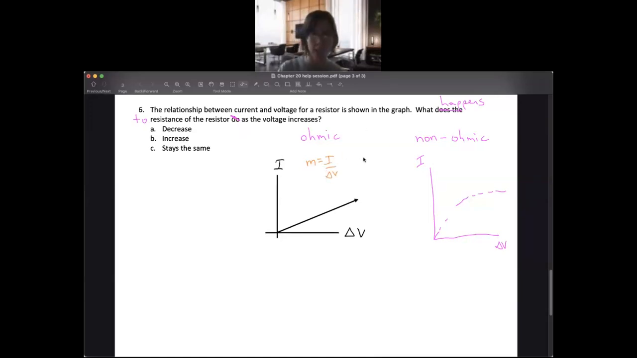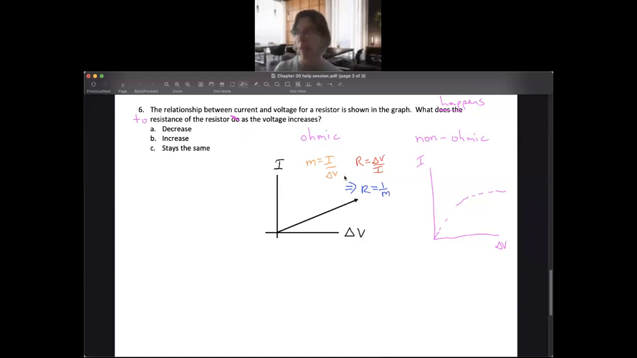And we also know that resistance is V over I. We know this from Ohm's law. And so we know that, hey, M and R are inverses of each other, right? This tells us that resistance is equal to 1 over slope. They're inverses of each other.